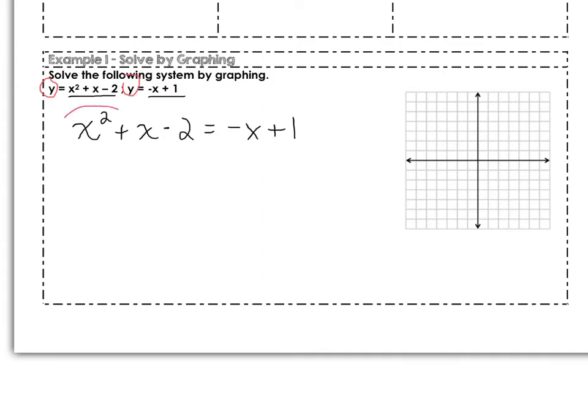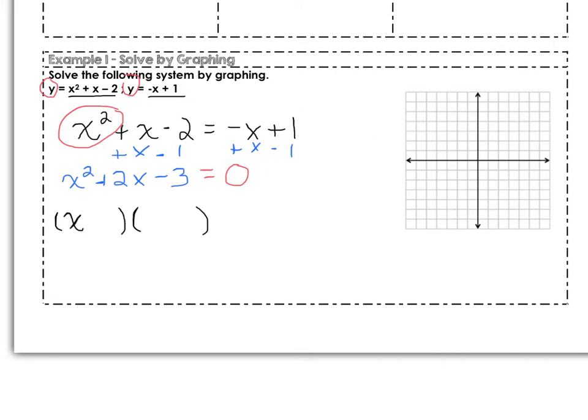Anytime I see a quadratic term appear, I know that I need to get my equation set equal to 0 to solve it. So I'm first going to add x onto both sides, and I'm going to subtract 1. So we get x squared plus 2x minus 3 equals 0. One of the methods for solving quadratics is by factoring. So let's see. We have an x, and I'm asking myself, what multiplies to negative 3 but adds to positive 2? Well, that would be positive 3 and negative 1, okay?